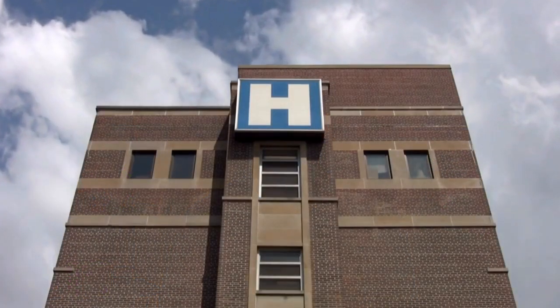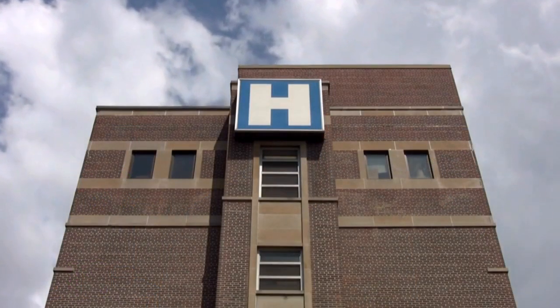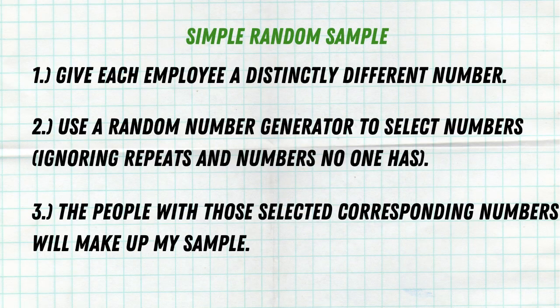Now, to better understand these 4 different sampling techniques, let's look at a couple examples. In this first example, my population of interest is all the employees at a large hospital. Okay, simple random sample. Every single person who works at the hospital gets a number. I'm going to use my random number generator to pick, I don't know, 100 numbers if that's what I want for my sample. And I'm going to ignore repeats because I don't want the same person picked twice.